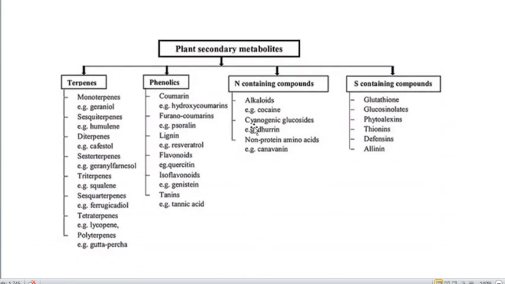So the plant secondary metabolites are classified into terpene, phenolic, nitrogen containing compounds and sulfur containing compounds. For terpene the basic unit is isoprene and for phenolic the basic structural unit has an aromatic ring along with the OH group. And the examples of the group coming under nitrogen containing compounds include your alkaloids, cyanogenic glucosides, non-protein amino acids. And the examples of sulfur containing secondary metabolites include your glutathione, glucosinolates, phytochelatin, thionins, defensins, alliins.